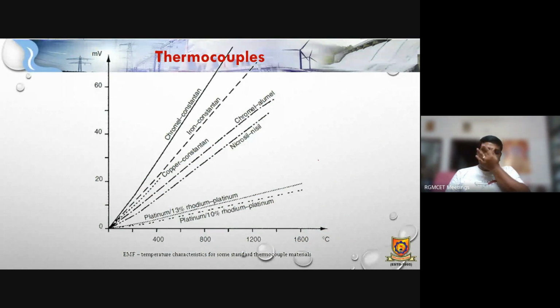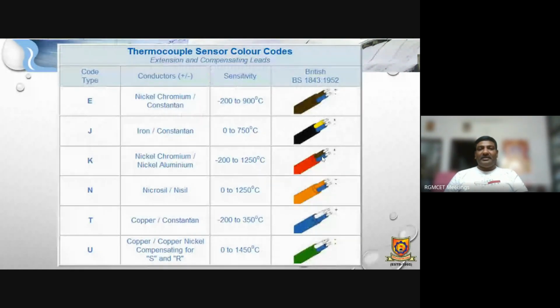So these are the characteristics of thermocouples. Chromel and constantan have certain kinds of characteristics. Iron and constantan, copper and constantan, chromel and alumel, nicrosil and nisil, platinum and rhodium alloys. Like that, we can have several combinations and their characteristics. These also come under positive temperature coefficient characteristics.